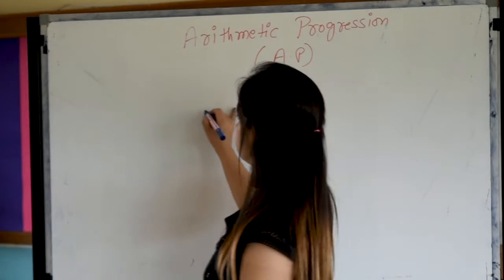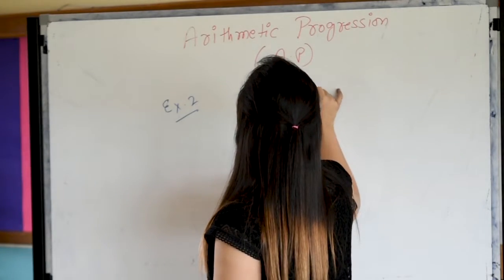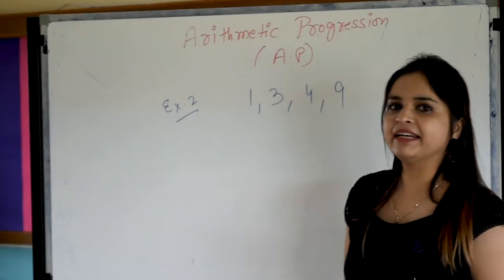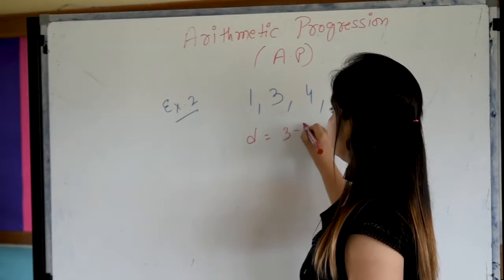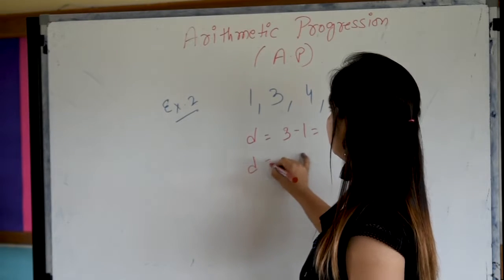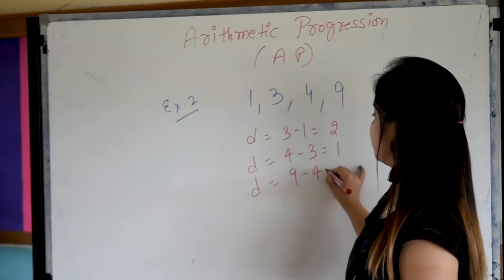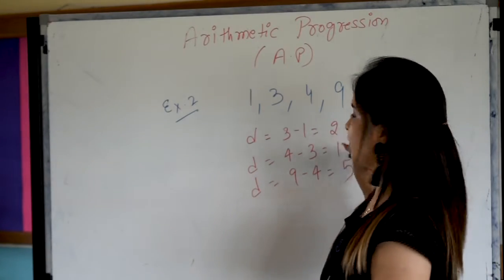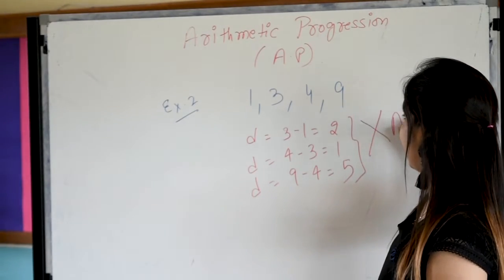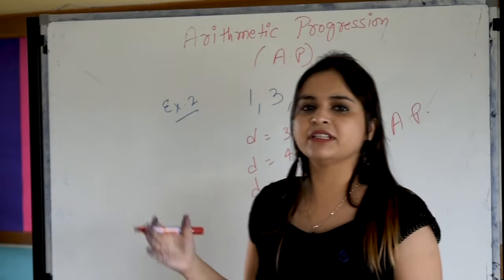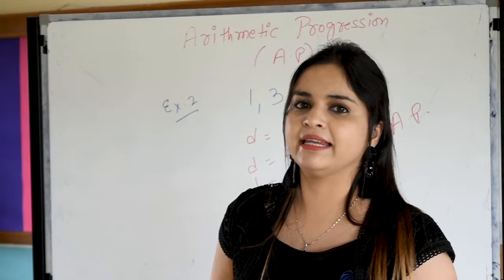See, if I take another example, 1, 3, 4, 9. Find out D in this case. 3 minus 1 is 2. 4 minus 3 is 1. 9 minus 4 is 5. Now, in all the 3 cases, my answers are different. So that means this is not an AP. Okay? So this is a very simple way to identify whether your sequence is an AP or not an AP.